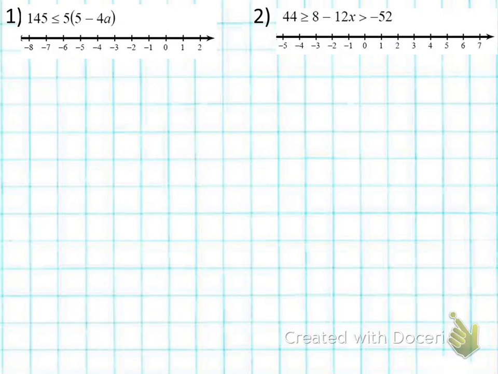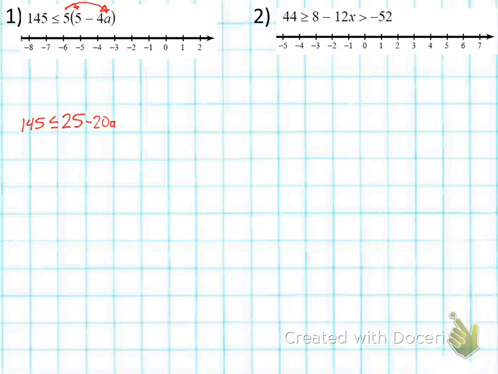Okay, number 1. So we have an inequality. We know it's an inequality because there's an inequality sign. It's less than or equal to. So we're trying to solve for a. We want a by itself. So the way we do this is you combine like terms first. So what I'm going to do here first is multiply 5 times 5 is 25. I'm going to bring that down under here. 5 times negative 4a is going to be negative 20a. Bring the rest of the problem down, less than or equal to 145.